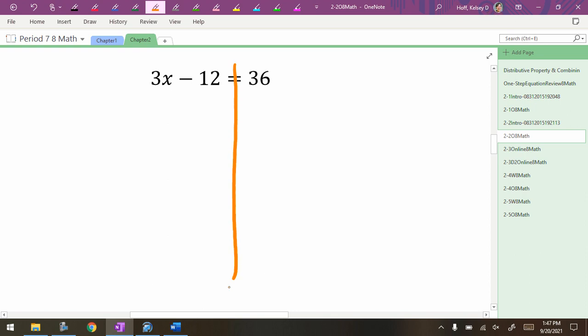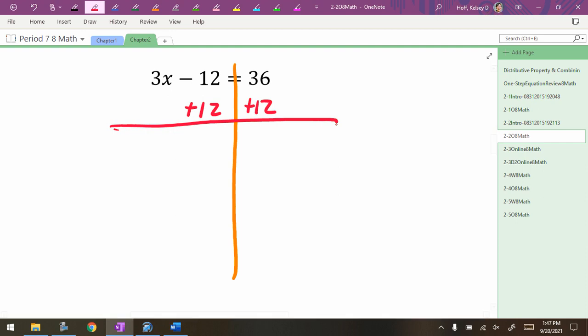I cover up 3x. Somebody by the raise of your hand tell me what I would do next. Grady. I add 12 to the other side. Draw my equals bar. Make sure you're showing work on both sides of the equation. Don't get one side heavier than the other. Who can tell me after I add 12 what I drag down and what it equals? Nolan. 3x you drag down, and what is that going to equal? What's the other side of your equation say? 48. Very good.